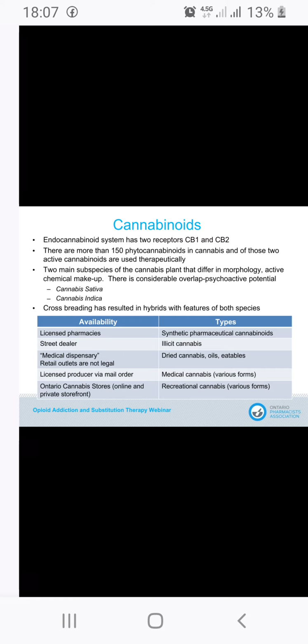And then lastly, the newer area where patients can get cannabis is the Ontario Cannabis Store. So that's available online or at a private storefront. And this is within the recreational realm of cannabis. And again, they offer various different administration forms for cannabis.